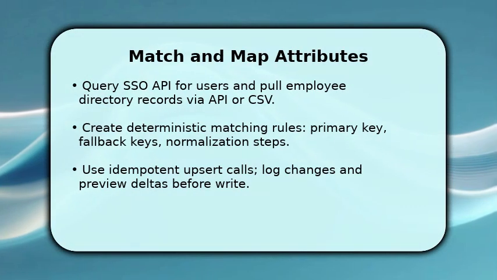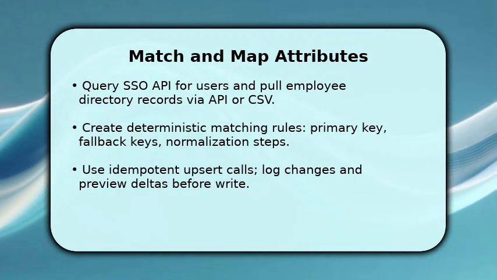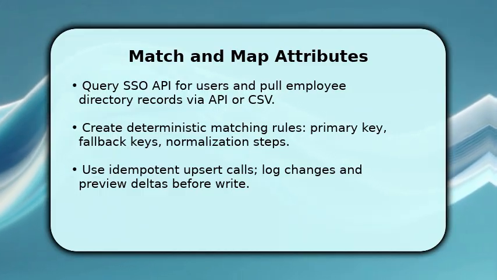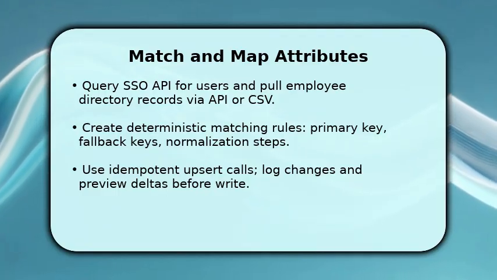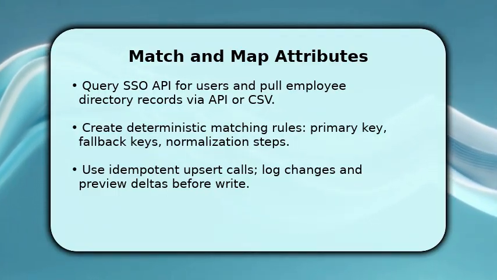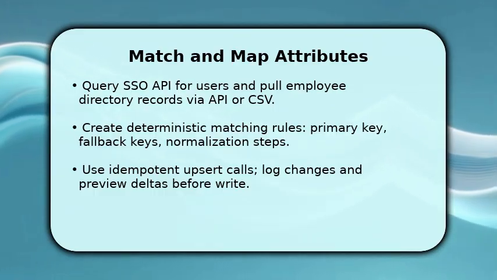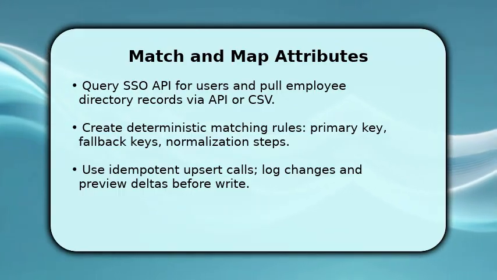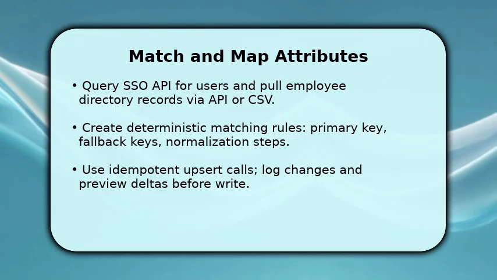You now fetch both sides of data and run deterministic matching rules. This reduces accidental mismatches. Normalize names, emails, and remove aliases so comparisons are consistent. Apply a primary key match first, then fallbacks like verified email or employee number. Once matches are identified, prepare idempotent upsert operations to attach SSO ID to employee records while logging every change.